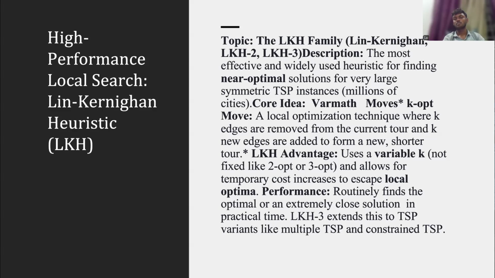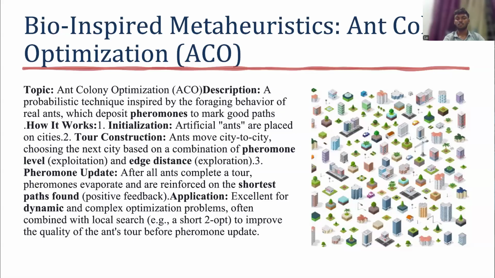LKH-3 extends this to TSP variants like multiple TSP and constrained TSP. Now we are going to the next slide. Bio-inspired metaheuristics: ant colony optimization, simply called ACO. Description: a probabilistic technique inspired by the foraging behavior of real ants, which deposit pheromones to mark good paths.